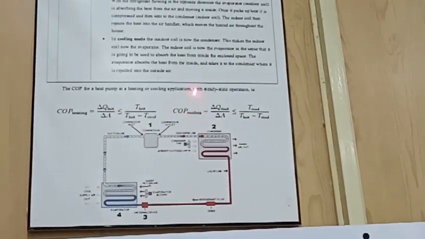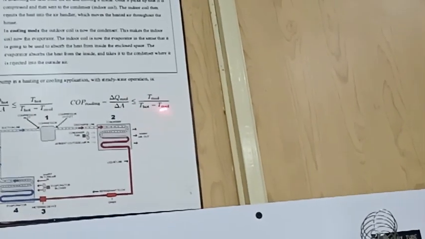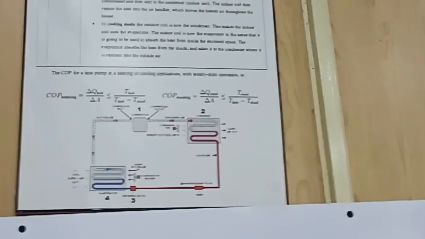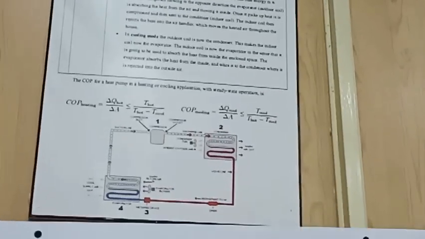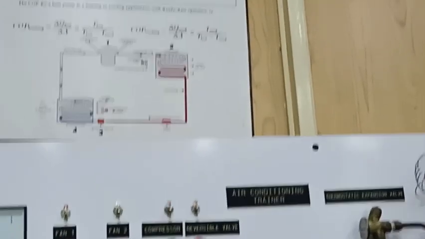In the case of the coefficient of performance of the cooling section, what is the output? The output is the cooling effect, and what is the input? The input is provided basically to the compressor. So this is the main formula, T cool over T hot minus T cool, and this is the coefficient of performance of the cooling section. For the heating section, the output is the heating effect, and again the input is provided by the compressor, so that will be T hot over T hot minus T cool.